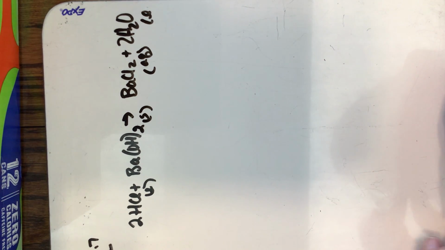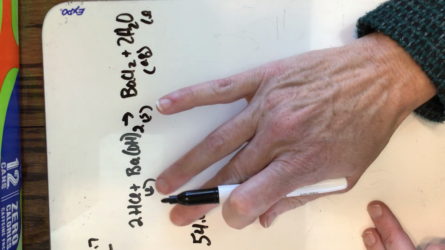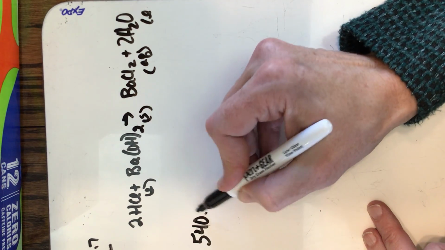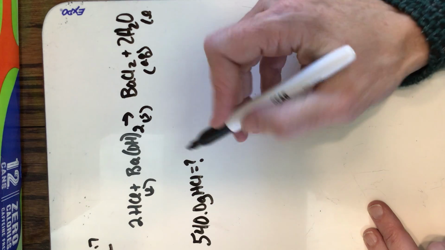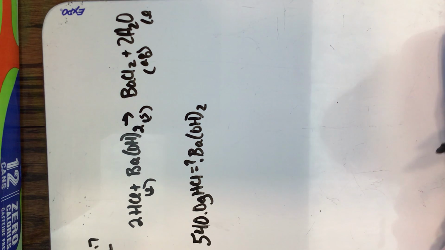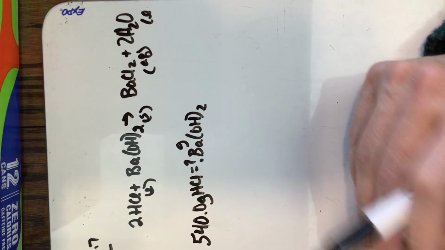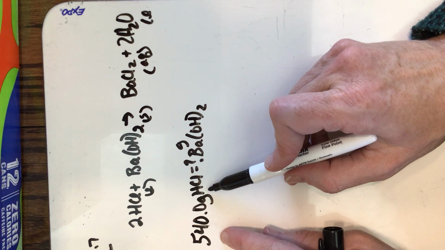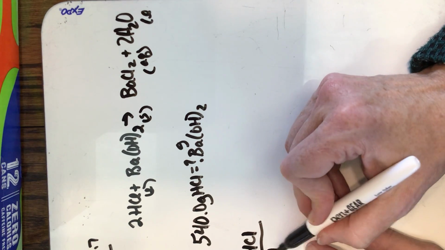The question over here, though, is if you had spilled 540.0 grams of HCl, how many grams of the barium hydroxide would you need to neutralize that acid? So I can't just go from grams to grams, right? I need to take this one from grams into its moles. So over here, I'm going to do this mass per mole.